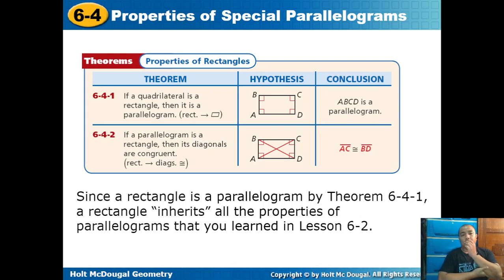Theorem 6-4-1: If a quadrilateral is a rectangle, then it's a parallelogram. So here are the figure, hypothesis, then the conclusion. ABCD is a parallelogram. Theorem 6-4-2: If a parallelogram is a rectangle, then its diagonals are congruent. As you can see in the conclusion, segment AC is congruent to segment BD. Now, since a rectangle is a parallelogram by theorem 6-4-1, a rectangle inherits all the properties of parallelograms that you have learned in our previous lesson.